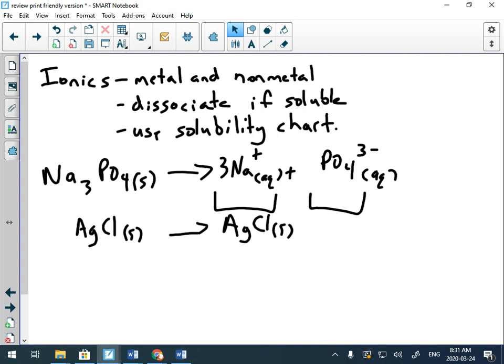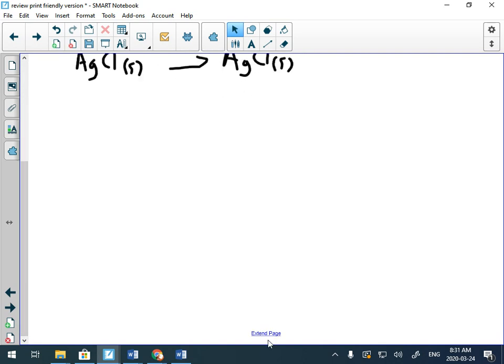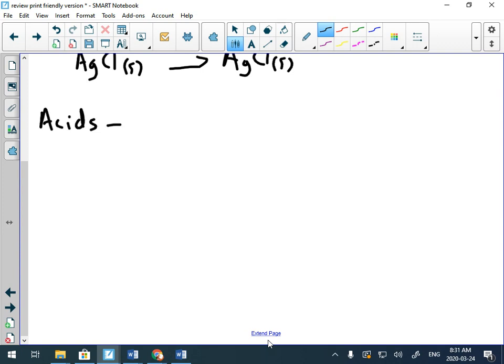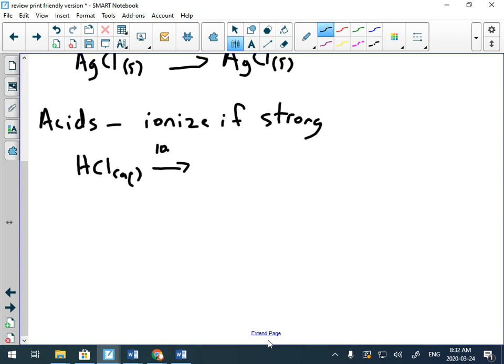Okay, the next one we talked about was ionization. Ionization occurs with acids. They ionize if they're strong. So you have to use your acid-base table and look above that gray bar. Hydrochloric acid is a strong acid, so it breaks up at 100%. You don't need to write down 100% or greater than 99.9%. So we wind up with a hydrogen ion and a chloride ion.